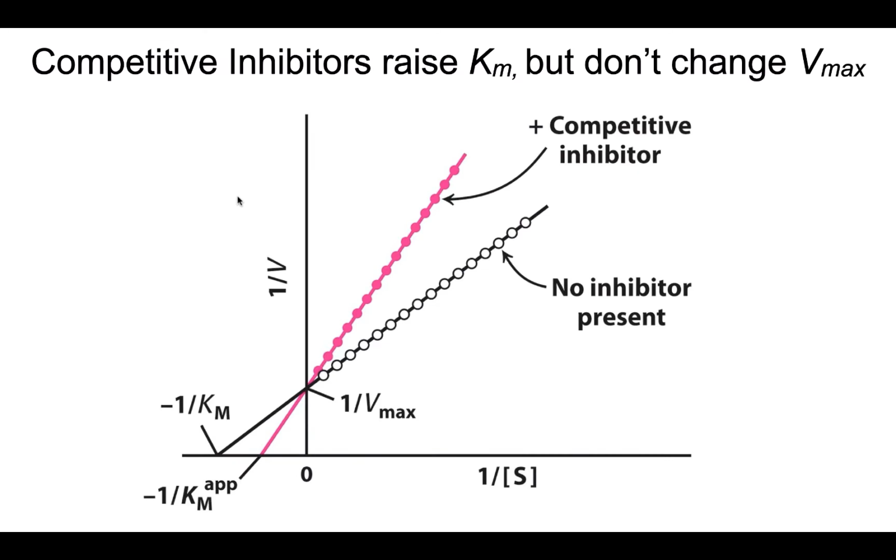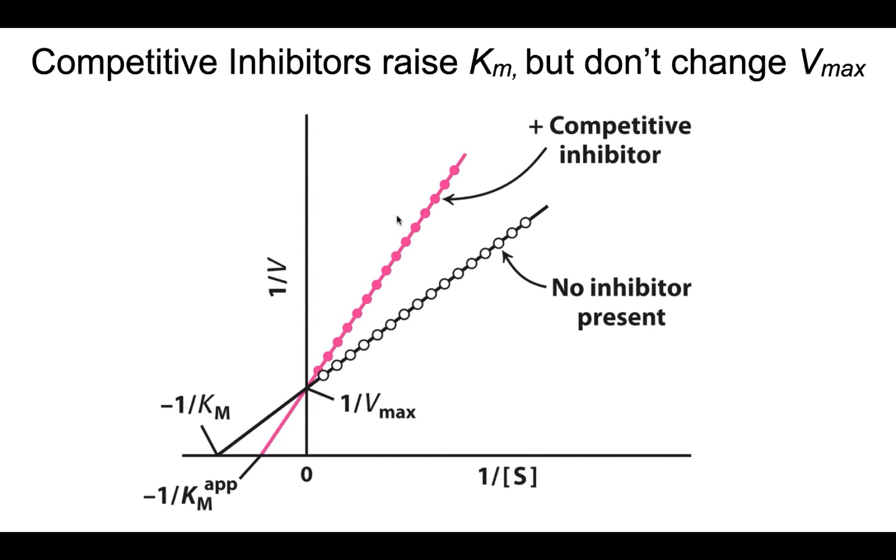Okay, here is some enzyme kinetics data that demonstrate that competitive inhibitors raise Km but don't change the Vmax. The black line represents the data without any inhibitor present, and the pink line represents an experiment done in the presence of a competitive inhibitor.